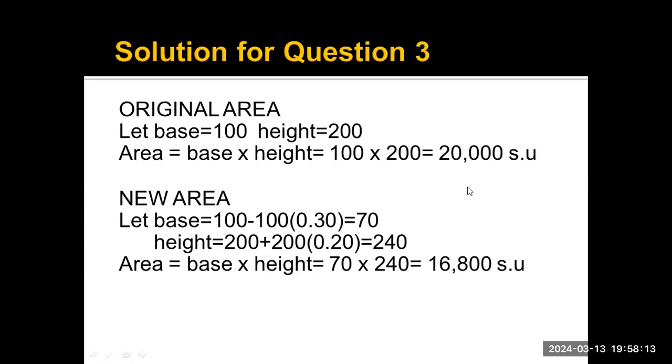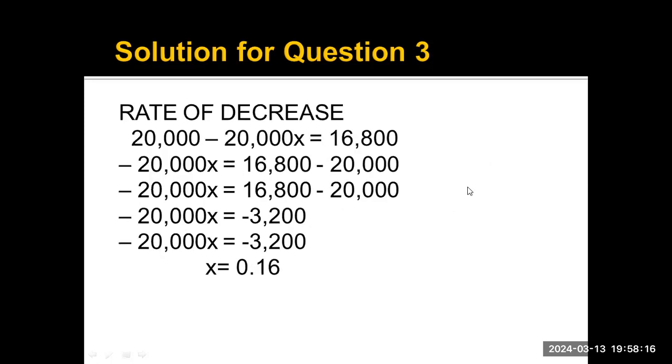between these two areas. Because of that, it is expected that 30,000 must be subtracted by itself, but multiplied by a certain rate. We do not know that rate, and that difference must equal 16,800, the new area. Now, doing the algebraic manipulation, using the subtraction property of equality and the division property of equality, we have x equals 0.16 or 16%.